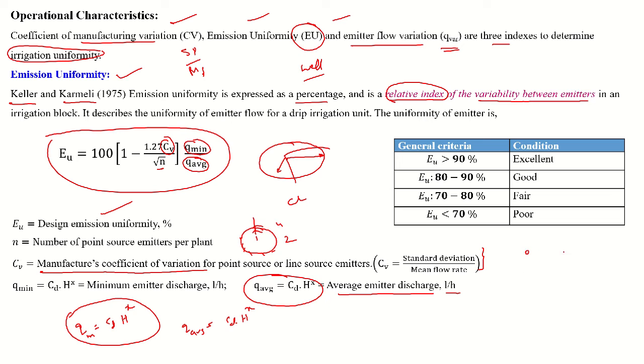Suppose I take the total number of emitters as around 24 or so. In this condition I will take the minimum emitter discharge, whichever emitter is minimum, and the average of all 24 emitters, and the ratio of these two. Okay, we'll understand this in the problems.